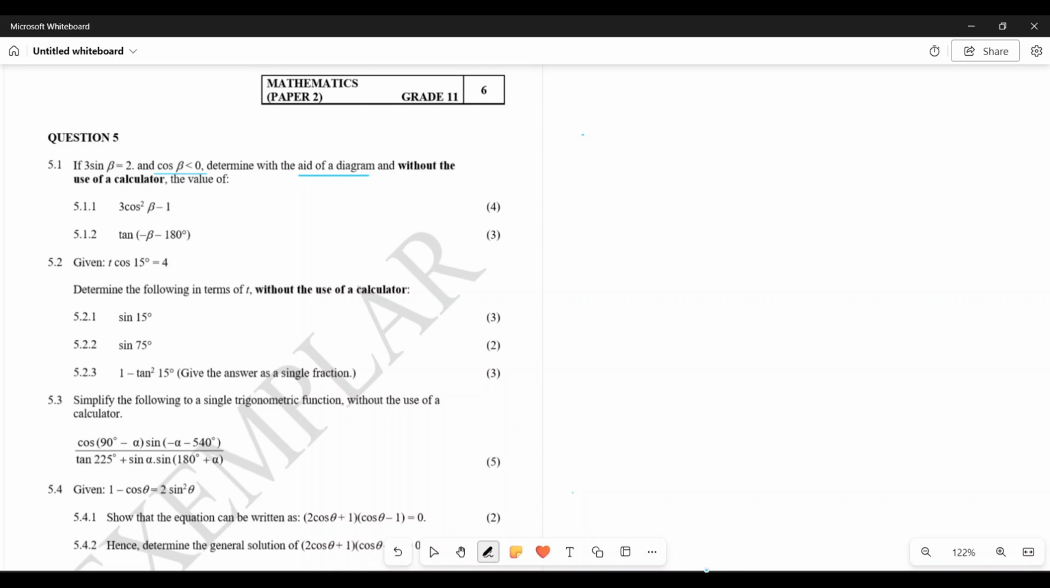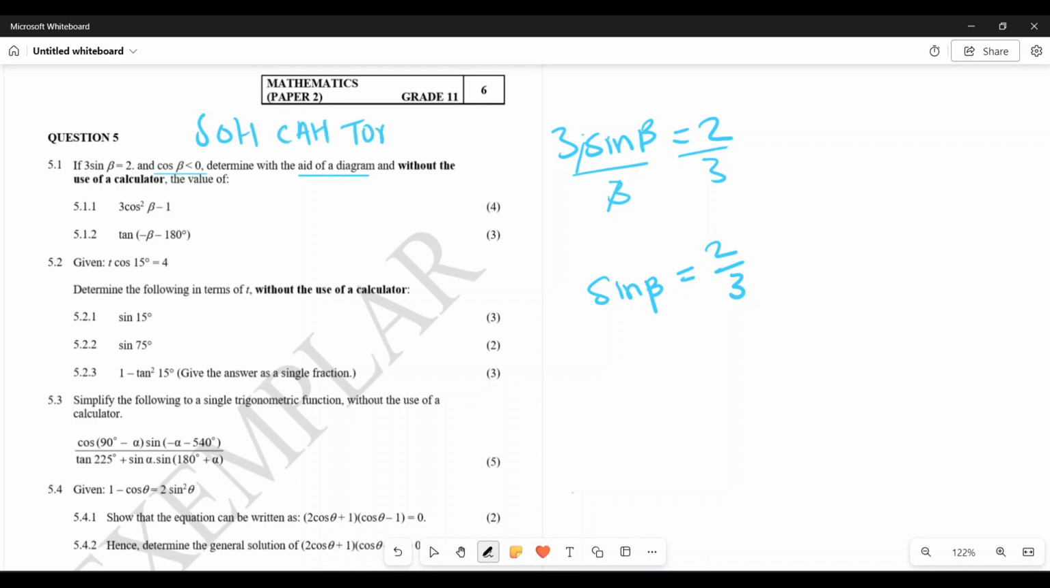So first, I'm going to use this 3 sin b is equal to 2 that I'm given. I'm going to make it in terms of sin b, and to get rid of this 3 because it's multiplying, I'll just divide both sides by 3. Doing so, my sin b is going to be equal to 2 over 3. Now remember your SOHCAHTOA. Sine is opposite over hypotenuse.